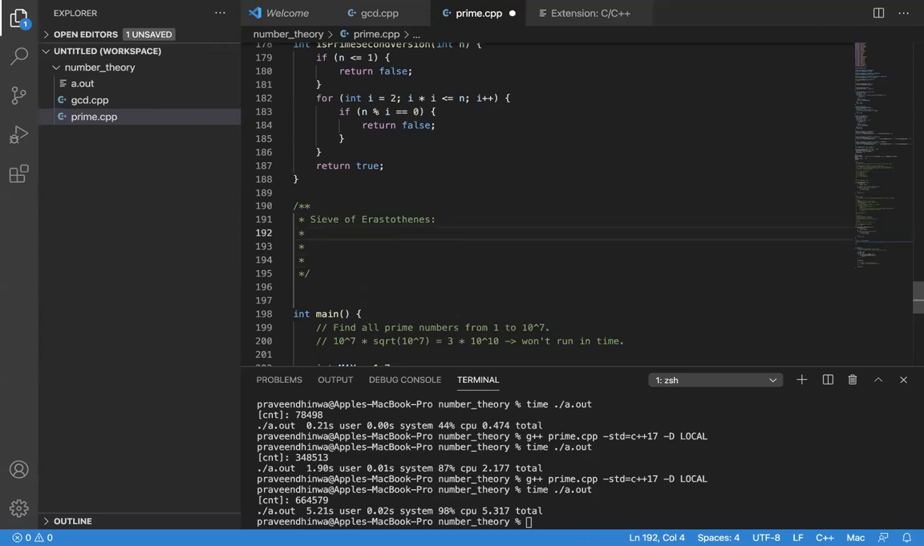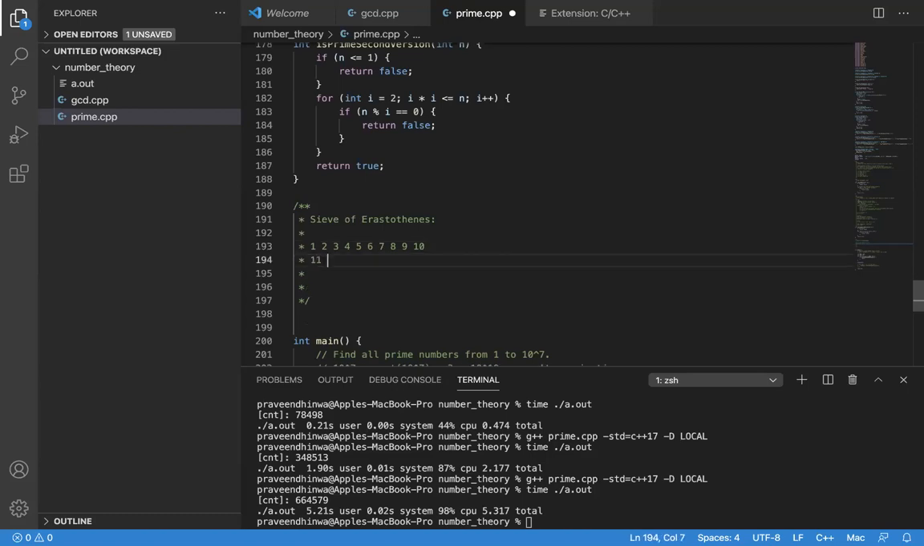So let's see. You write down all the numbers 1, 2, 3, 4, 5, 6, 7, 8, 9, and 10. Then maybe 11, 12, 13, 14, 15, 16, 17, 18, and let's say 19, 20.